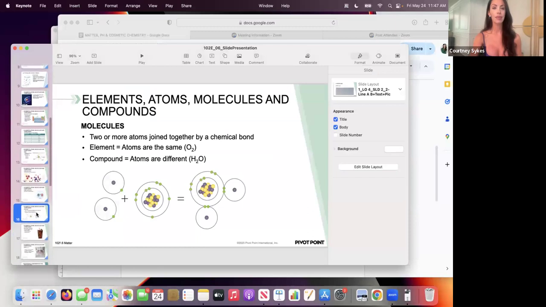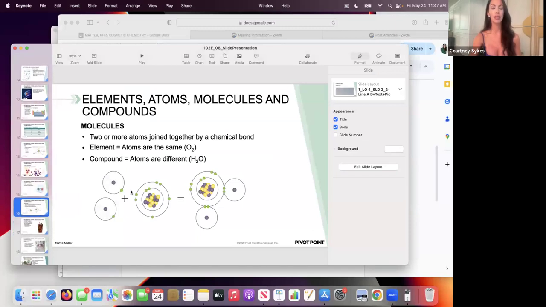Okay, next up here is molecules. Let's look at what it says. Two or more atoms are joined together by a chemical compound. That is a molecule. You'll have that question on a test. Okay, so an elemental molecule is where atoms are the same. So if it's O2, it's two atoms of oxygen, meaning it's an elemental molecule.